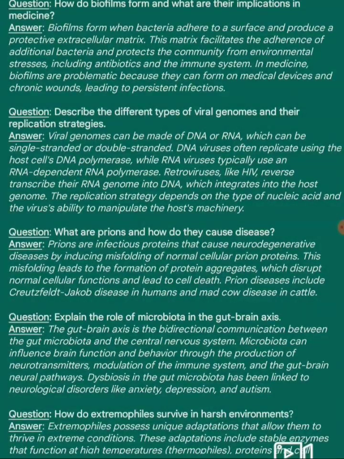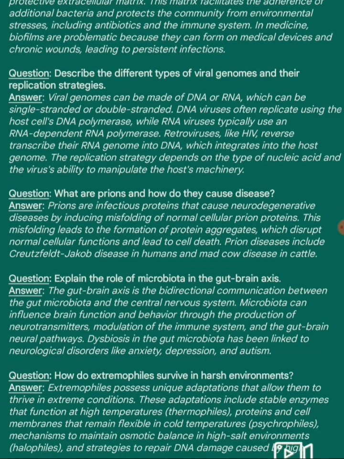Next question. Describe the different types of viral genomes and their replication strategies. Answer. Viral genomes can be made of DNA or RNA, which can be single-stranded or double-stranded. DNA viruses often replicate using the host cell's DNA polymerase, while RNA viruses typically use an RNA-dependent RNA polymerase. Retroviruses like HIV reverse transcribe their RNA genome into DNA, which integrates into the host genome. The replication strategy depends on the type of nucleic acid and the virus's ability to manipulate the host machinery.